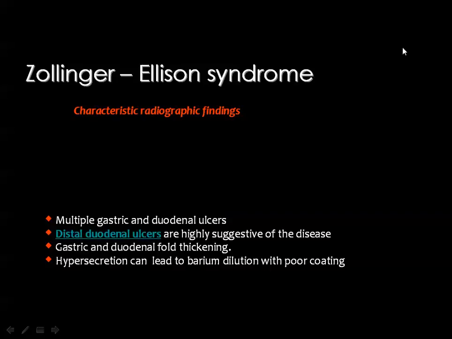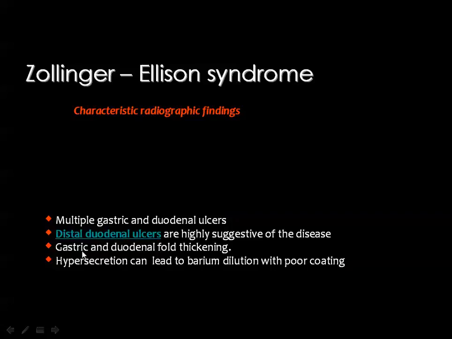Then this Zollinger-Ellison syndrome is characterized by multiple gastric and duodenal ulcers, and distal duodenal ulcers are highly suggestive of the disease. You know that the most common site of the peptic ulcer in the duodenum is in the first inch of the first part, or what we call the duodenal bulb. But if you see duodenal ulcers in the distal parts of the duodenum, in the second and the third part of the duodenum, then you may think of this particular syndrome.